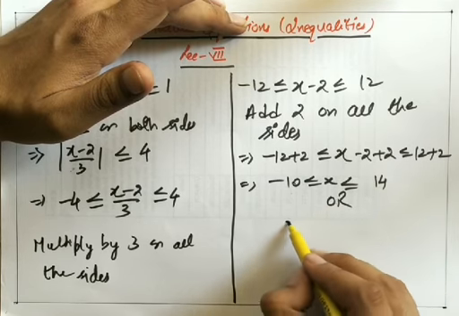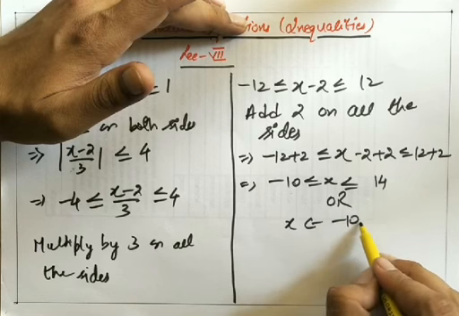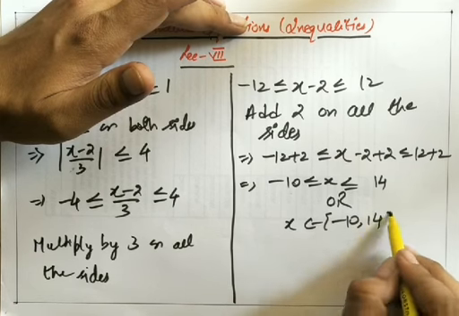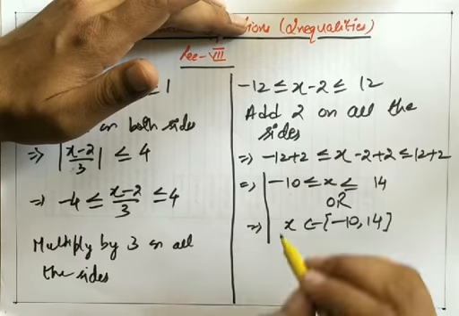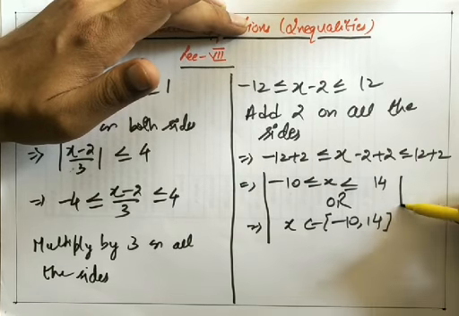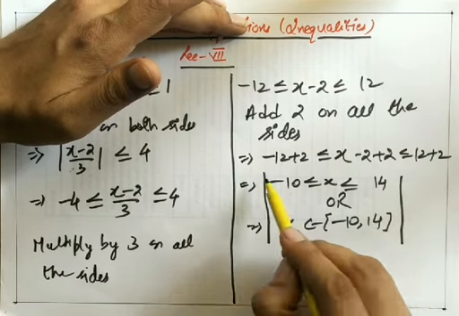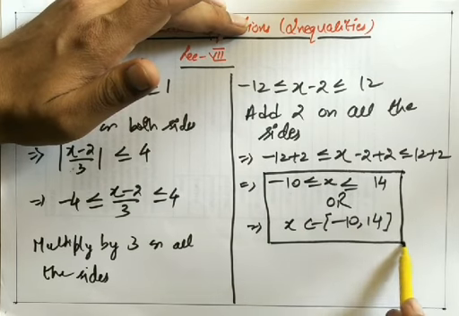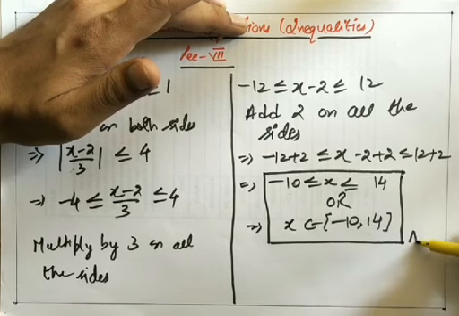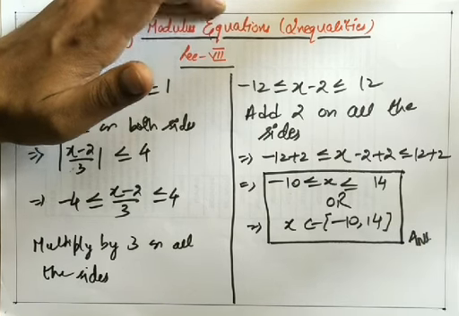It can also be written as x belongs to [minus 10, 14] in square brackets because it is the equal to case over here. So the answer is this. It can be in either form. So I hope this example is clear to you. Let us see another example.